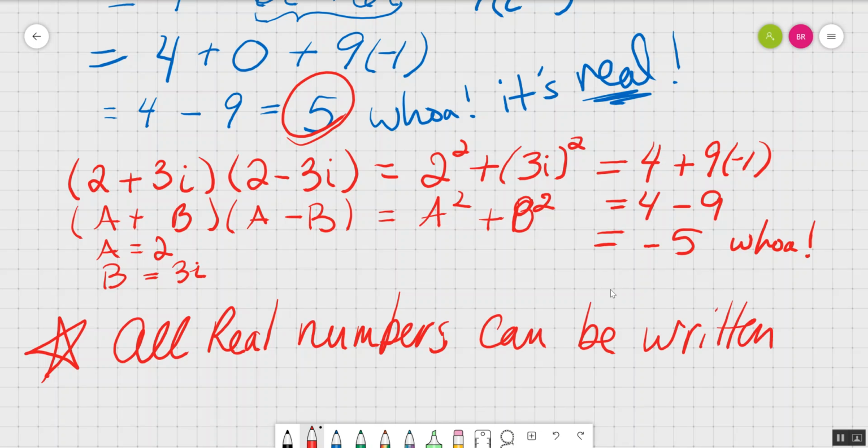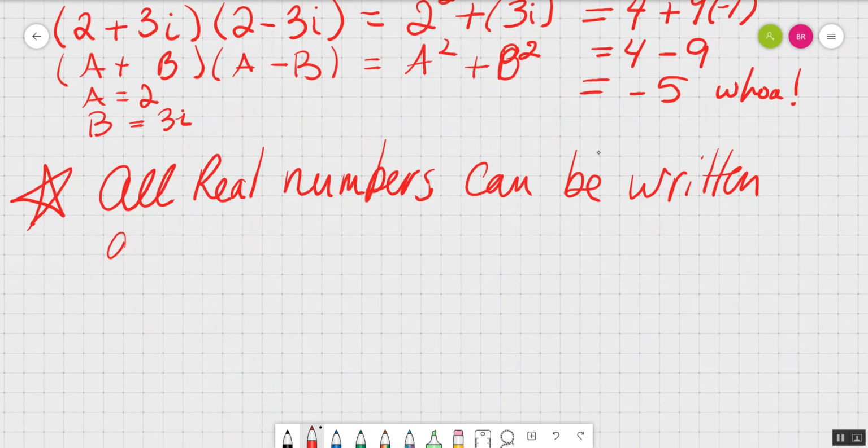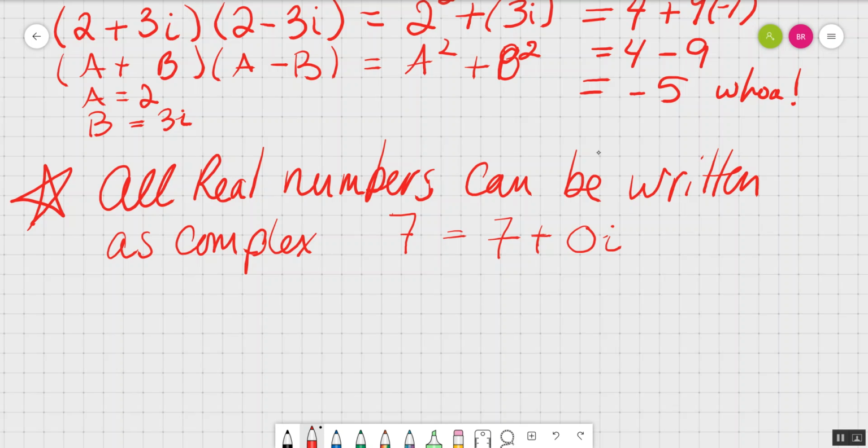I need to scroll up. And here's how you do that. So if I have a real number like, I don't know, 7, I just write it as 7 plus 0 times i, because it's got no i part to it. Not all complex numbers are real.